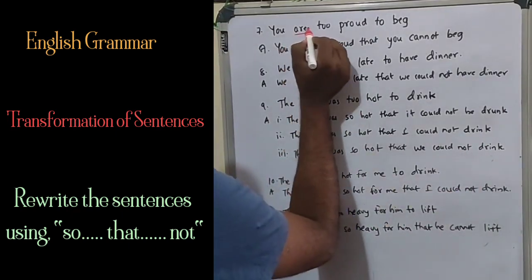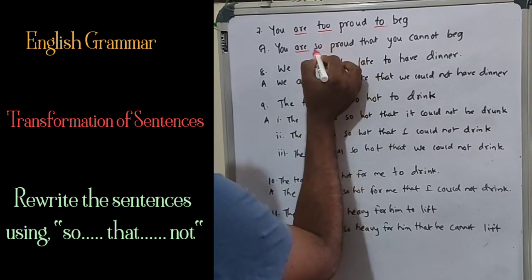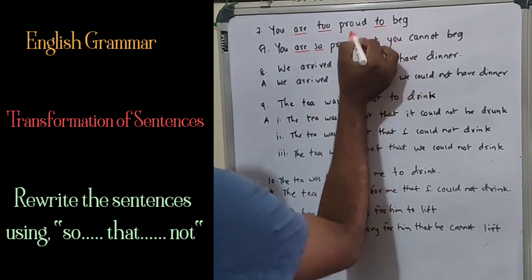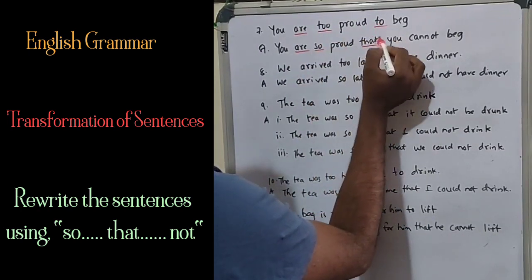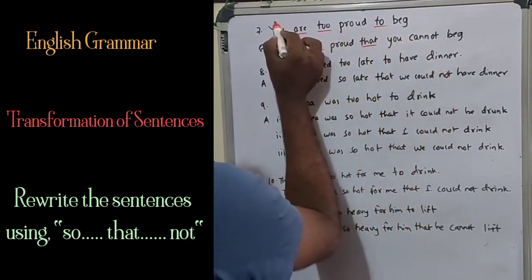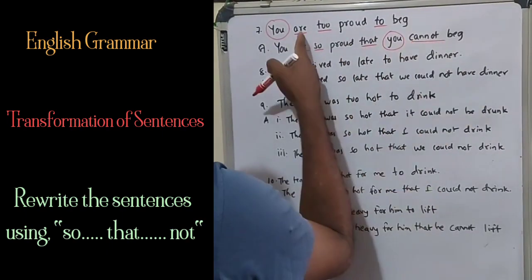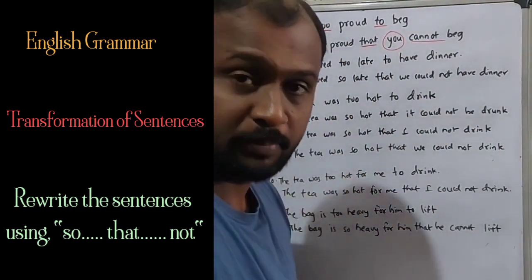See, this is present tense are. Look at this. You retain this are as it is. In the place of to, use so. In the place of proud, as it is. In the place of to, first use that. And the subject is you, so write you as it is here, and you write cannot because this is present tense. Are refers to present tense.